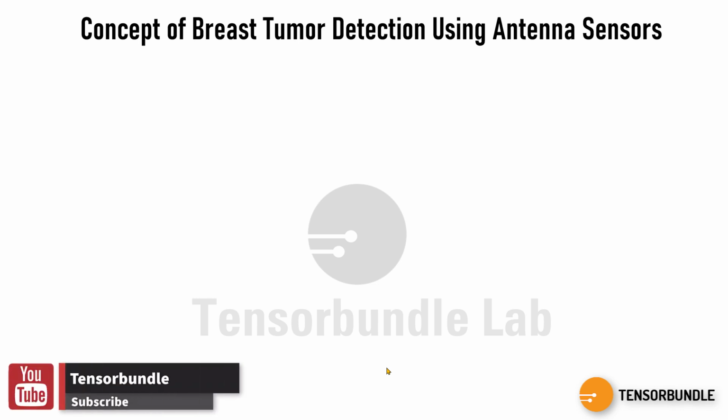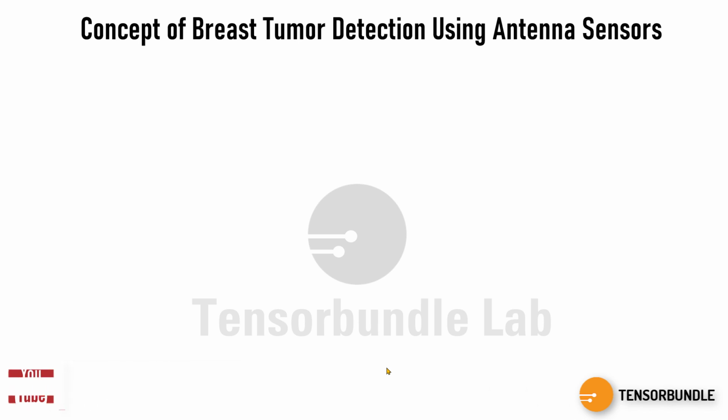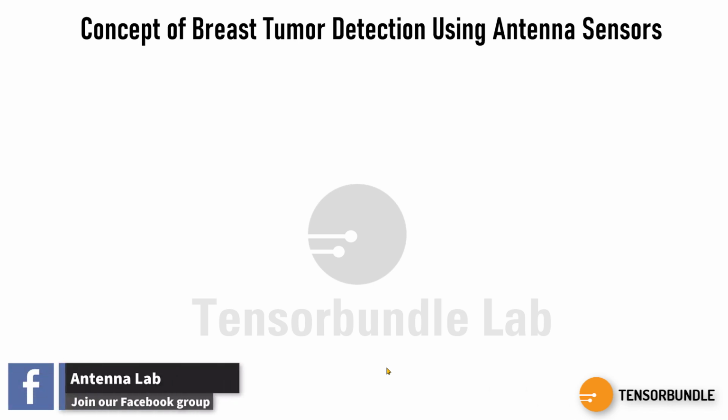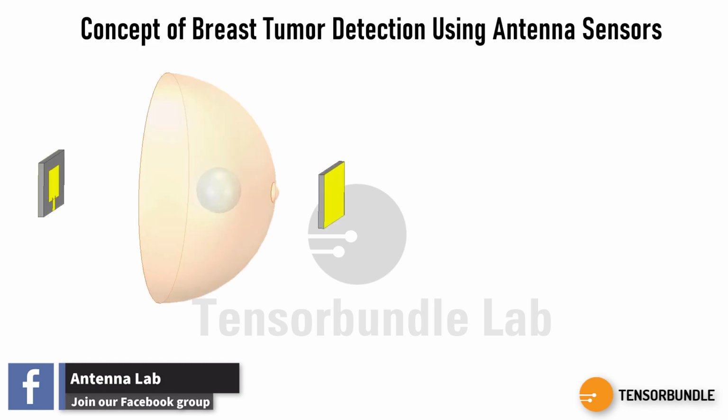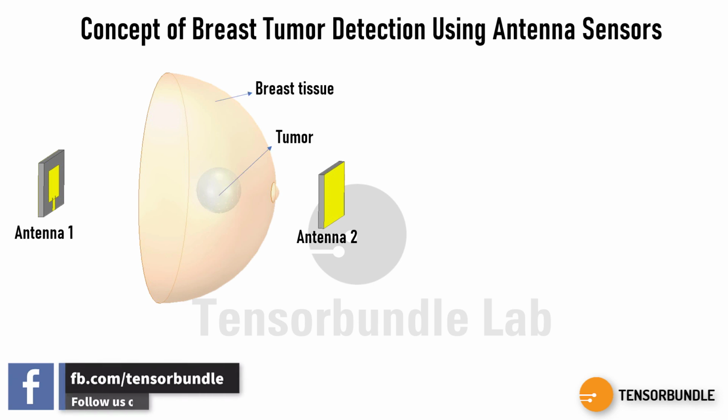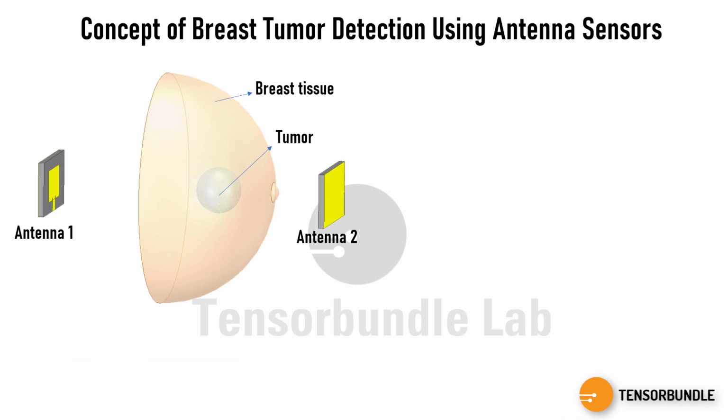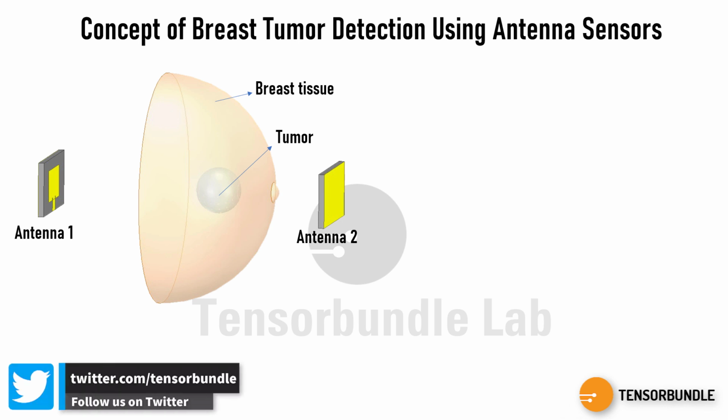Today I'm going to discuss how we can utilize antennas in order to detect tumors in breast cells. The concept is very simple. Imagine if we place a breast tissue between two antennas, and these two antennas act as sensors. We can basically characterize any biological tissue in terms of electrical features such as permittivity and tangent loss.